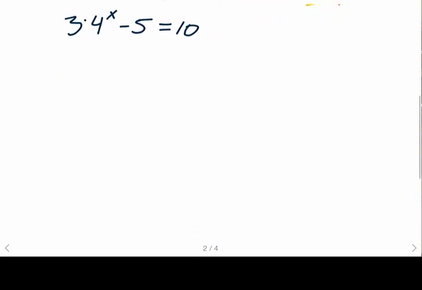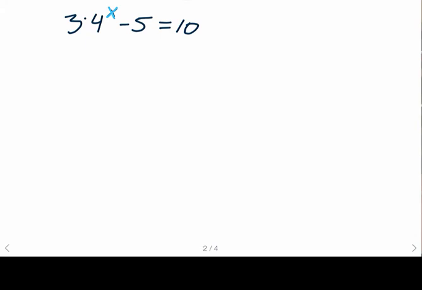Next, 3 times 4 to the x minus 5 is equal to 10. We're mixing it up. Is it exponential? Is it logarithmic? Yeah, you need to be able to recognize these by looking at them. This particular equation is an exponential equation because we have a variable in an exponent. Guess what kind of equation it would be if we had a variable in a log?